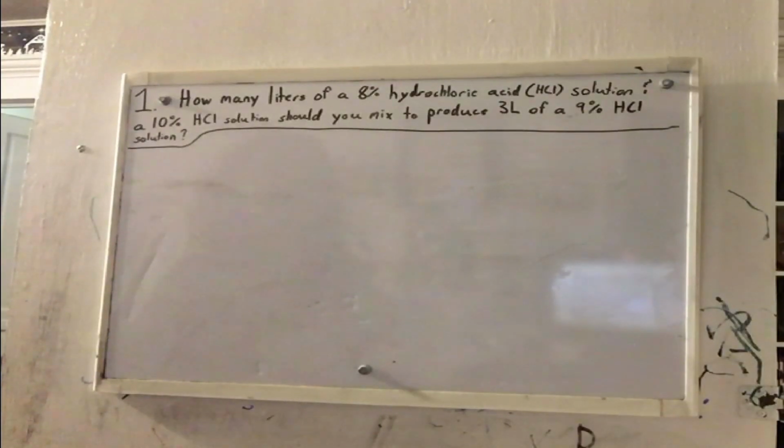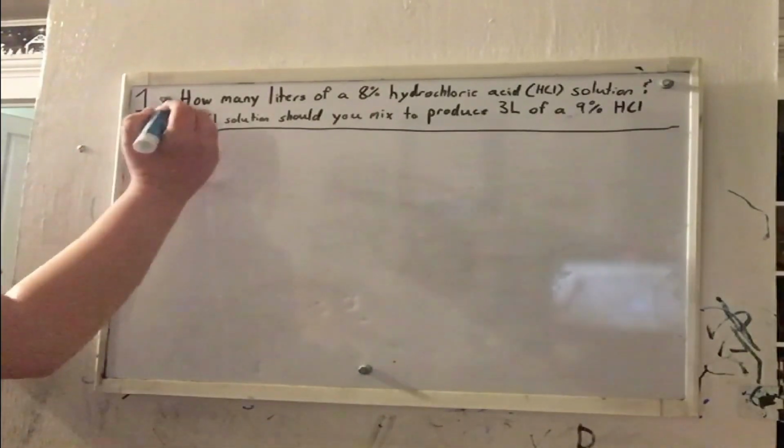Our first problem is, how many liters of an 8% hydrochloric acid solution and a 10% hydrochloric acid solution should you mix to produce 3 liters of a 9% hydrochloric acid solution? Once I get to the equation part, I would like you to write it out and work it with me. But this part, you don't have to. I'm going to take a colored marker and underline our question. That way we can make sure we answer it in the end.